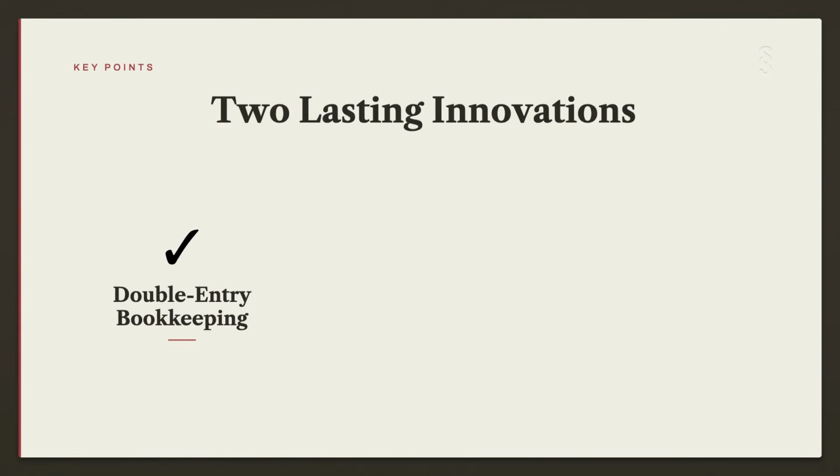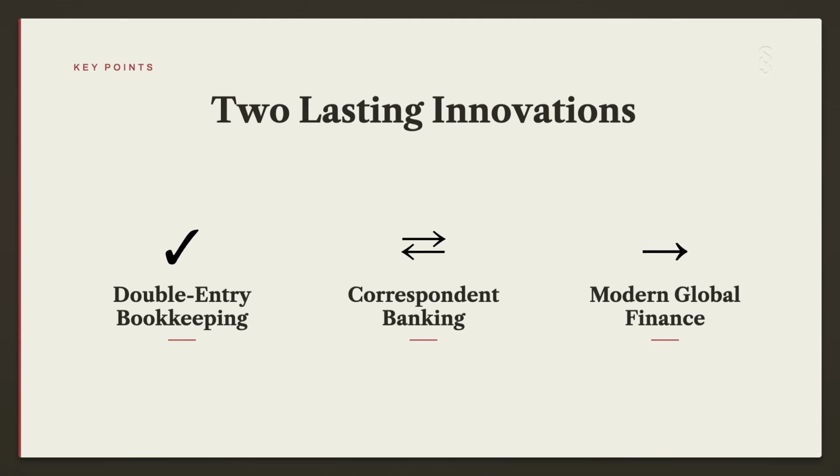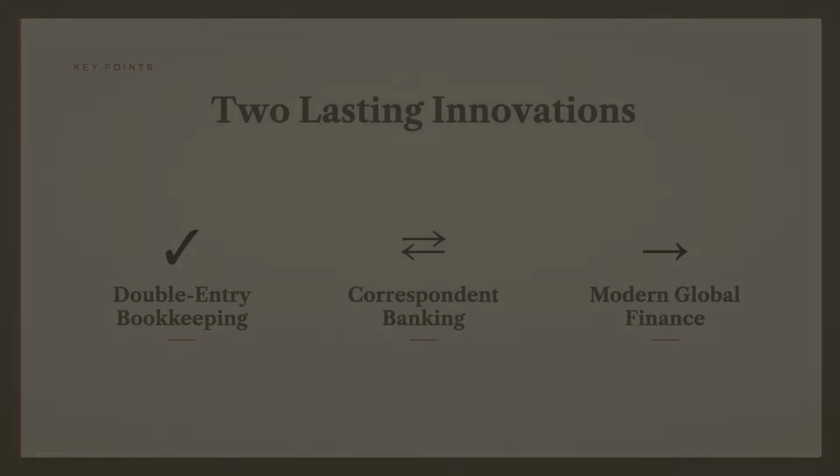Merchant banks also produced double-entry bookkeeping, recording every transaction as a matched debit and credit to make fraud and error detectable, and correspondent banking, where one institution holds deposits and acts for another in a distant place. Both remain central to global finance today.